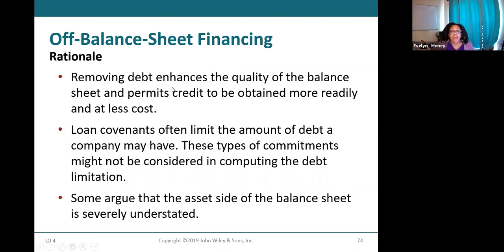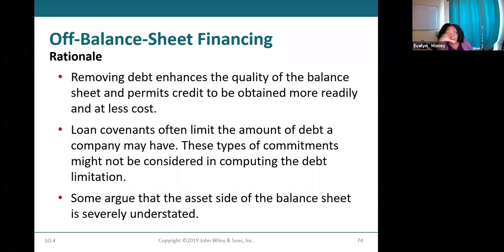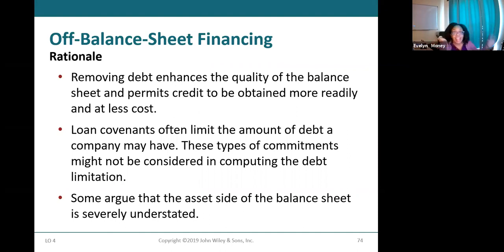And the last piece of this is that removing the debt does increase the quality of the balance sheet. And it does allow me to obtain more debt easily at a better rate. Because I already have debt on my balance sheet, my special purpose entity that doesn't have a ton of debt, or may not have any debt at all, can get a better interest rate than I can. So I can obtain financing at a lower cost.